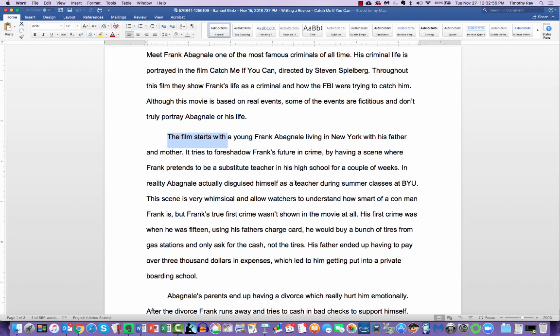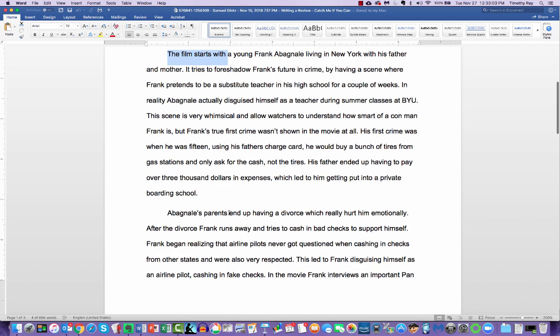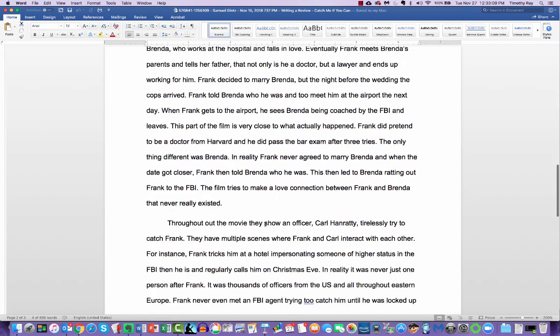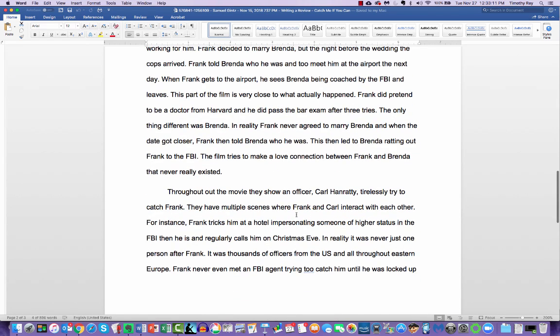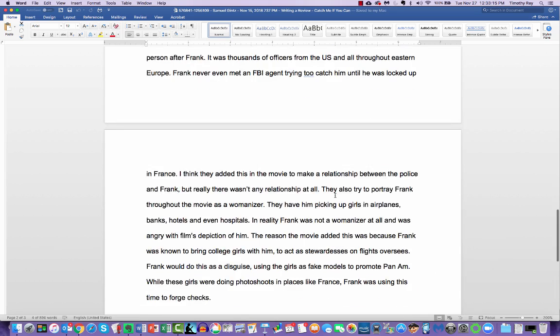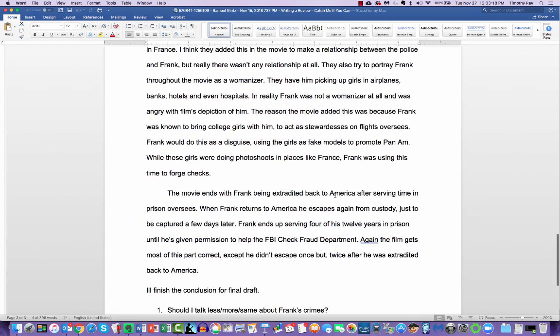That's what the reader is reading it for, and that's what we need to deliver on. So we have the film starts with, and then we talk about parents end up having a divorce. Frank moves to Georgia. An officer, Carl Hanratty, tirelessly tries to catch Frank. So I'm just getting plot summary after plot summary throughout this essay. And then the movie ends with.